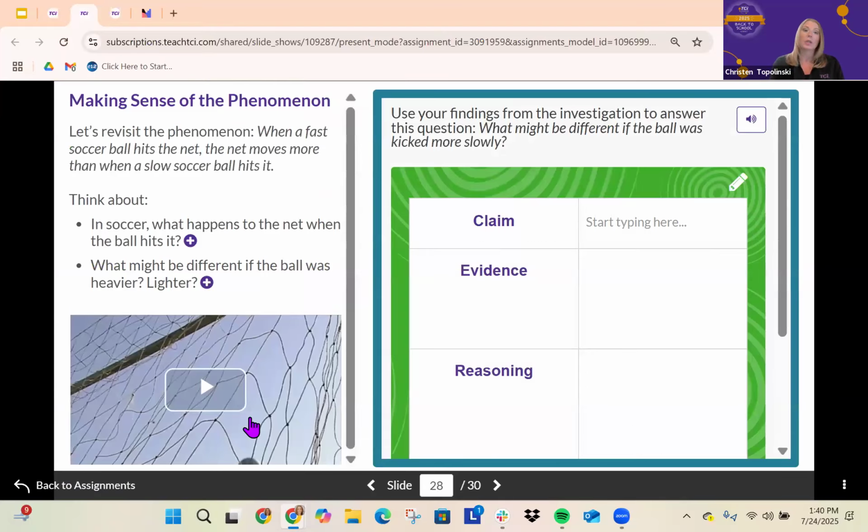Okay, so once you get to the end, you've gone through all the different investigations for this. They're going to come back to that question: what might be different if the ball was kicked more slowly? If you're kicking the ball more slowly, what's happening to that net? And there you have to think about what the impact is, what the energy is in that ball.